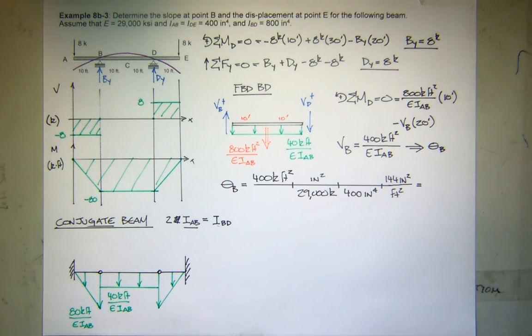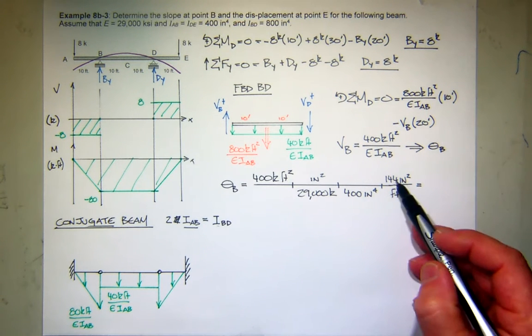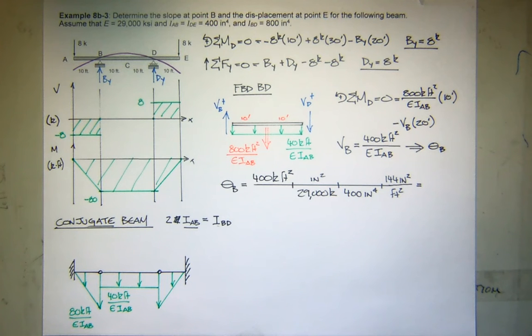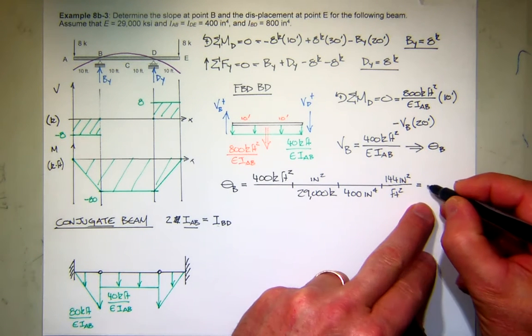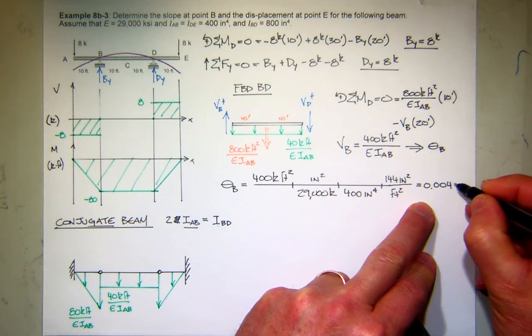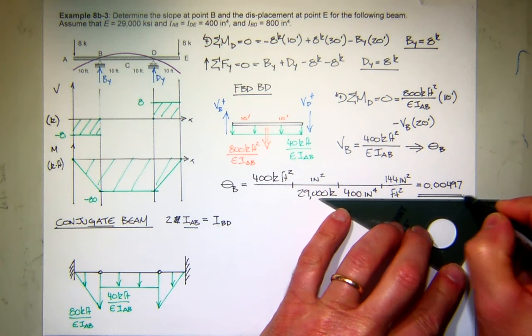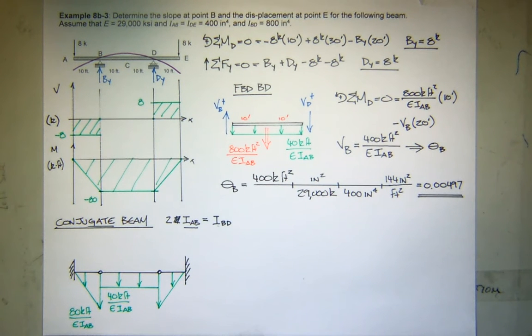That's a pretty small number. What is it? The 400s cancel, so it's 144 divided by 29,000. 0.00497. 0.00497? Yes. Everybody else get that? Or anybody else get that? Yes. That seems reasonable. Pretty small number. Okay? Now what do we do?